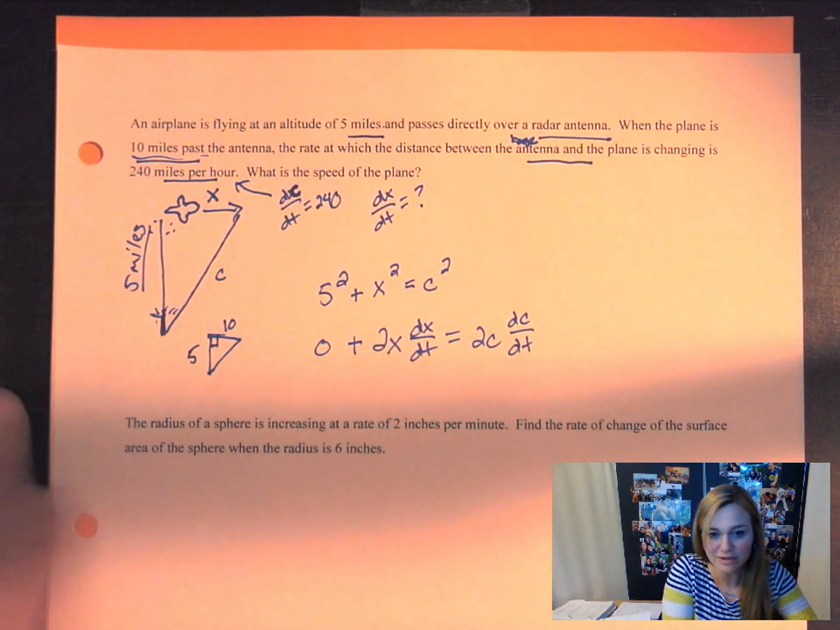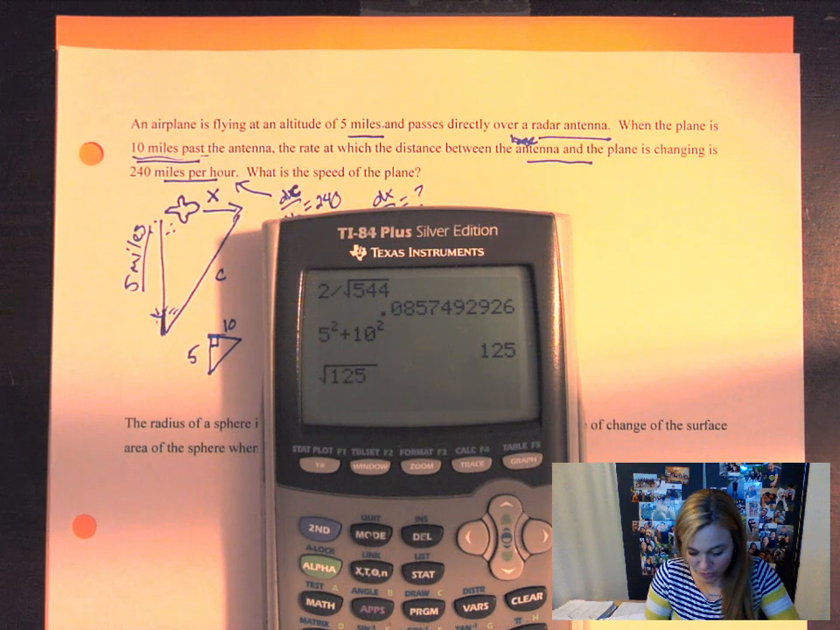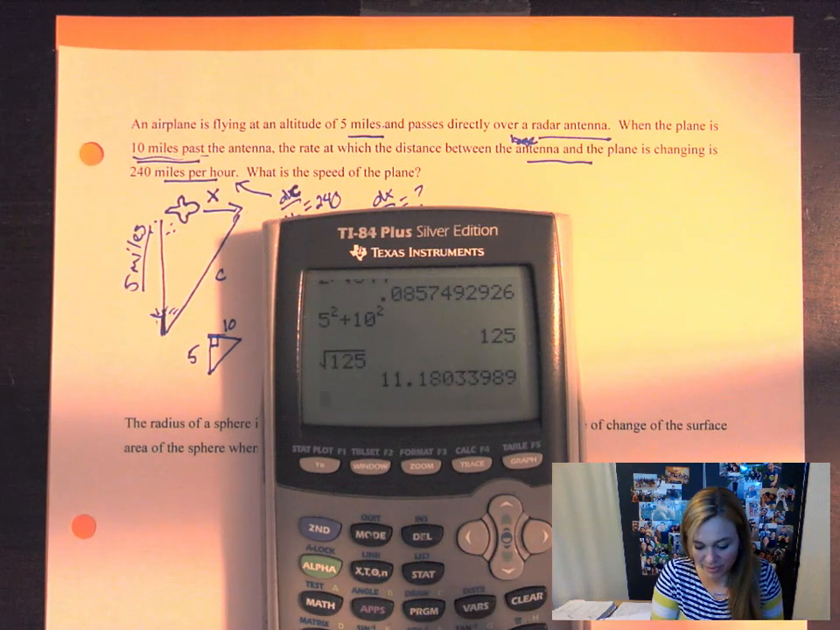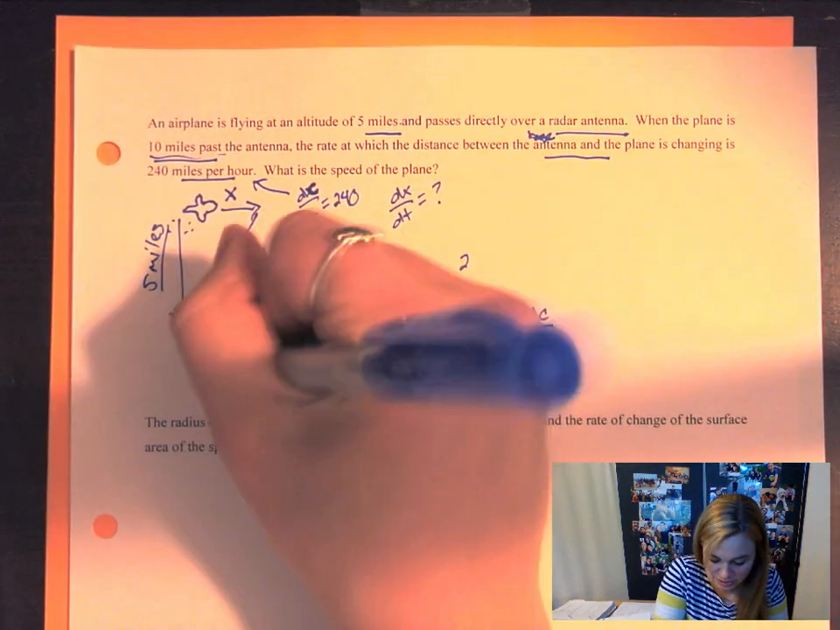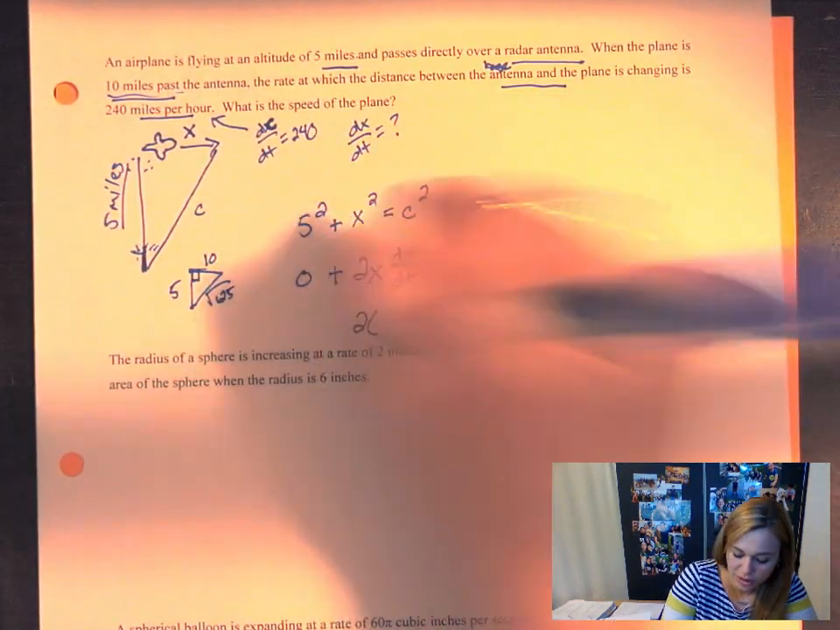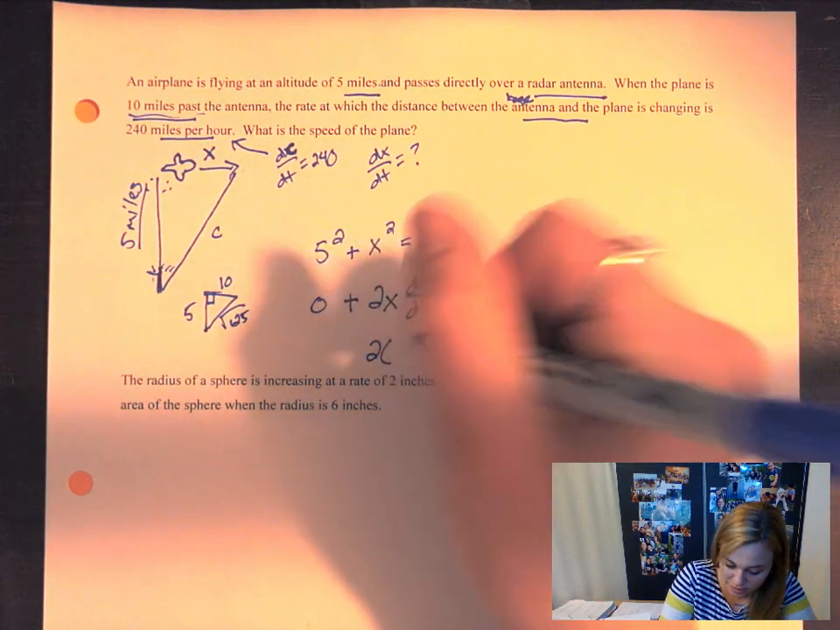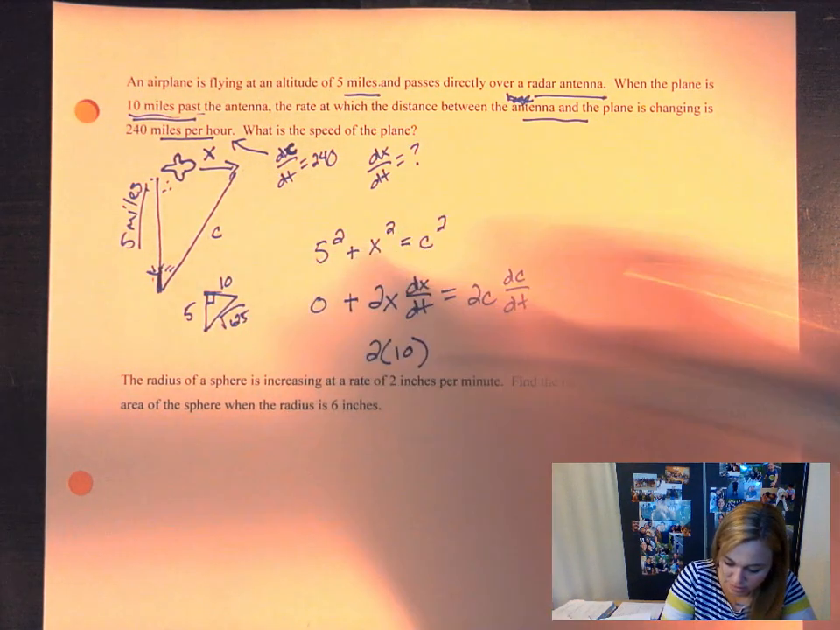I'm just doing the Pythagorean theorem. I get 125. Just put this here, square root of 125. If you have to write this down, this is okay too. Oh man, I didn't get anything nice. So I'm going to keep this as the square root of 125. I'm going to say this is 2. My x value was up here. So that was 10.